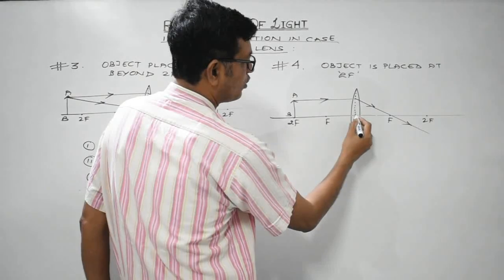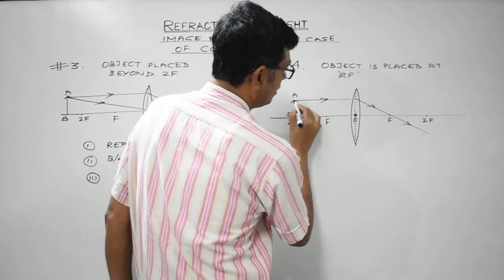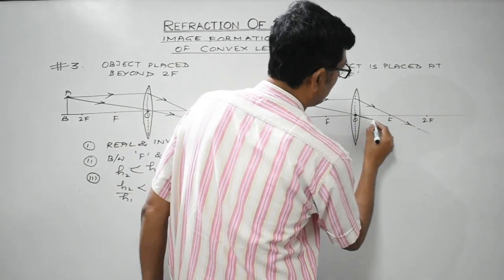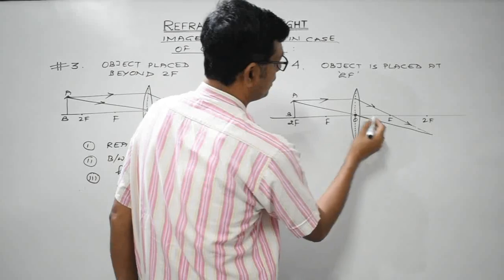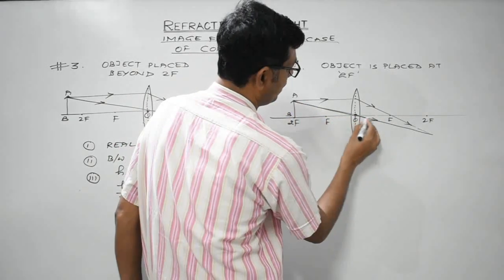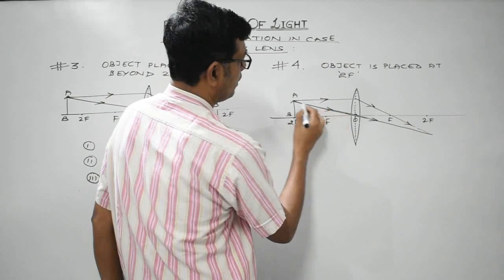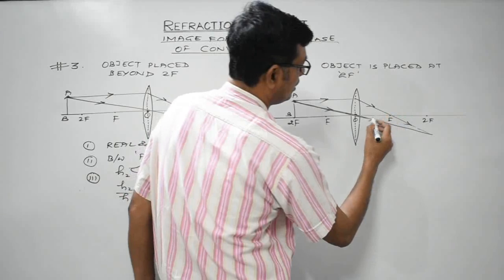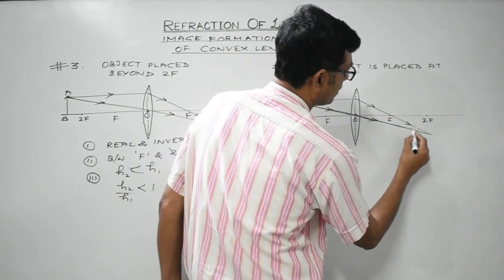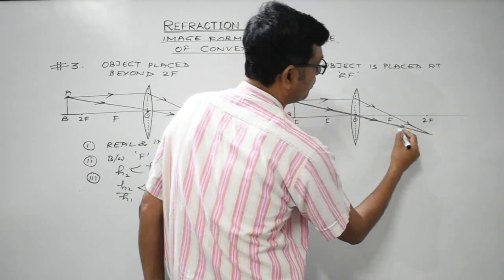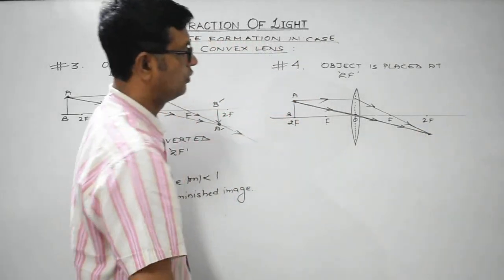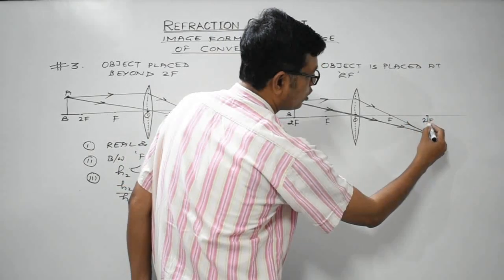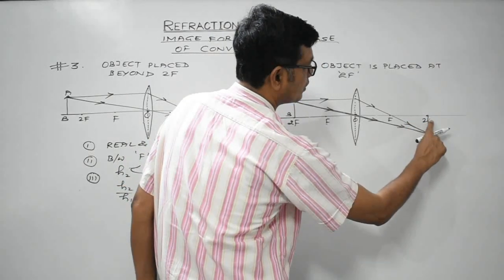And what about the second rule? A ray passing through the optical center will remain undeviated. It's like this. This is the ray from the object which is passing through the optical center, and it will remain undeviated. So these two refracted rays meet at this point. So if you draw the ray diagram correctly, you should get the image formed exactly at 2f. This is 2f.